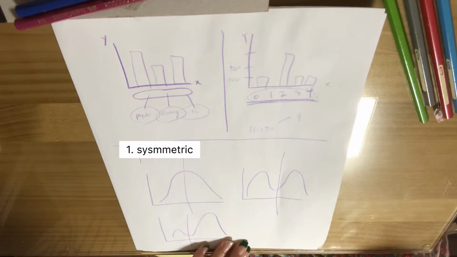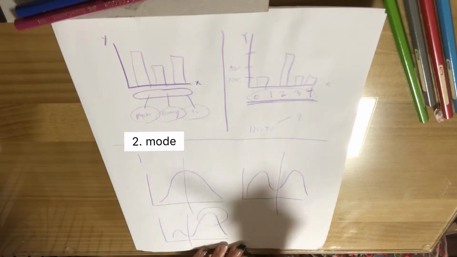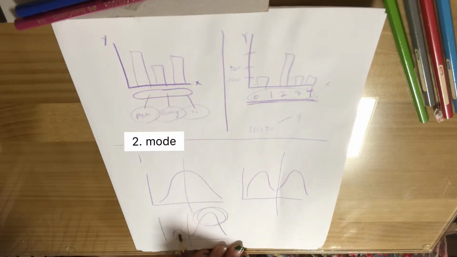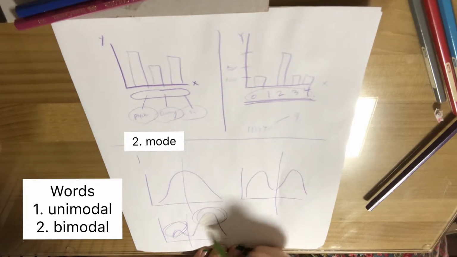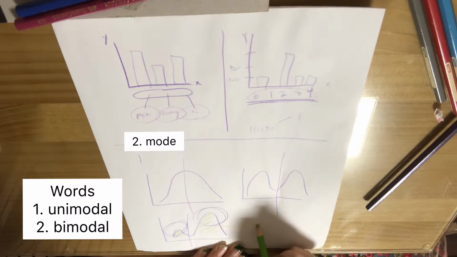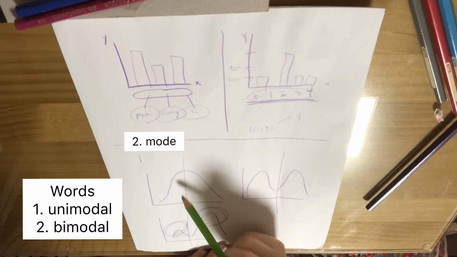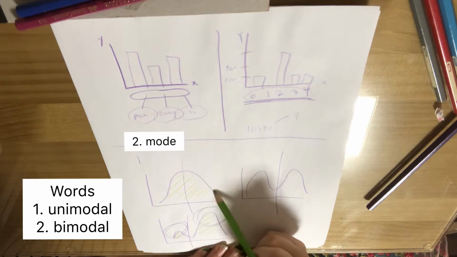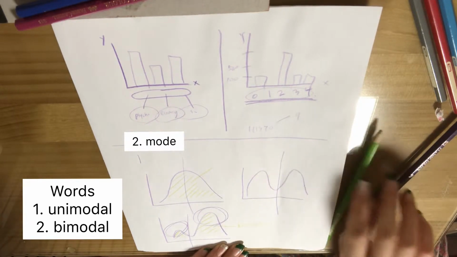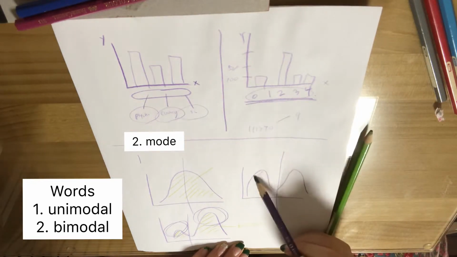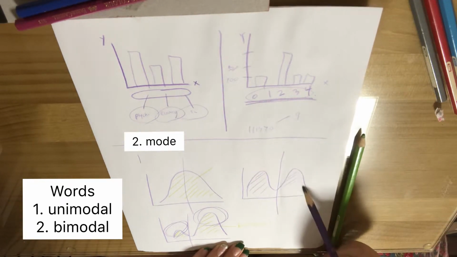And another important point in here is the concept of mode. Mode is the one with like peak in here. So when there is like 2 mountains like this, when it is 2 mountains, we call it bimodal. For this, there is just 1 mountain, which is unimodal. So you just have to focus on how many mountains it has.